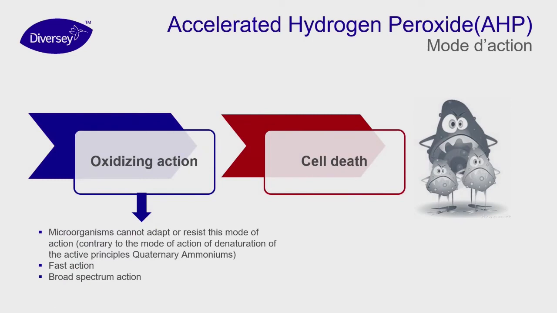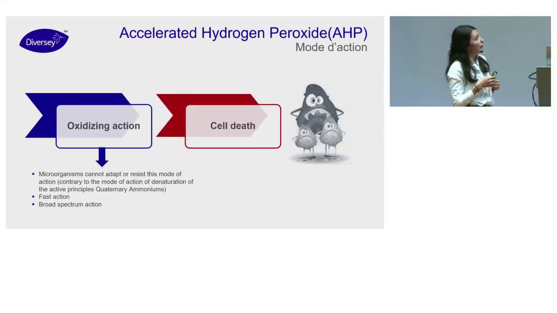So how does HP work, and how does it kill pathogens so efficiently? It's an oxidizing action. It's going to bind to the outer layer of the cell of the bacteria and break down this outer layer, and the intracellular contents of the bacterial cell are going to leak outside. And so microorganisms cannot adapt or resist to this mode of action. It has a fast action and a broad spectrum as well.